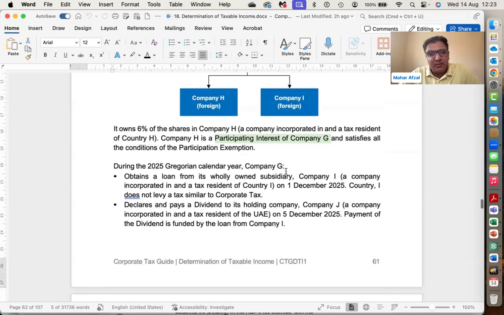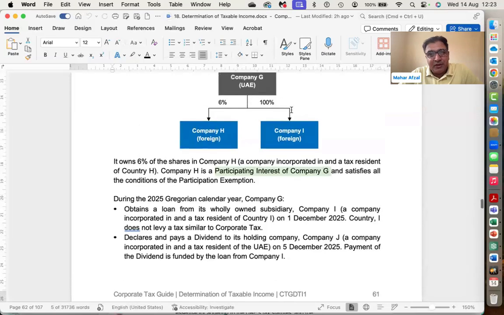Company G has taken a loan from wholly owned subsidiary I, a company incorporated in a country where 9% tax is not applicable. You need to keep in mind that whenever we take a loan from a related party, and this loan is used to pay the dividend or profit redemption or the share redemption, then we cannot claim that interest unless the lender is subject to tax at 9%. The lender is not subject to tax at 9%.